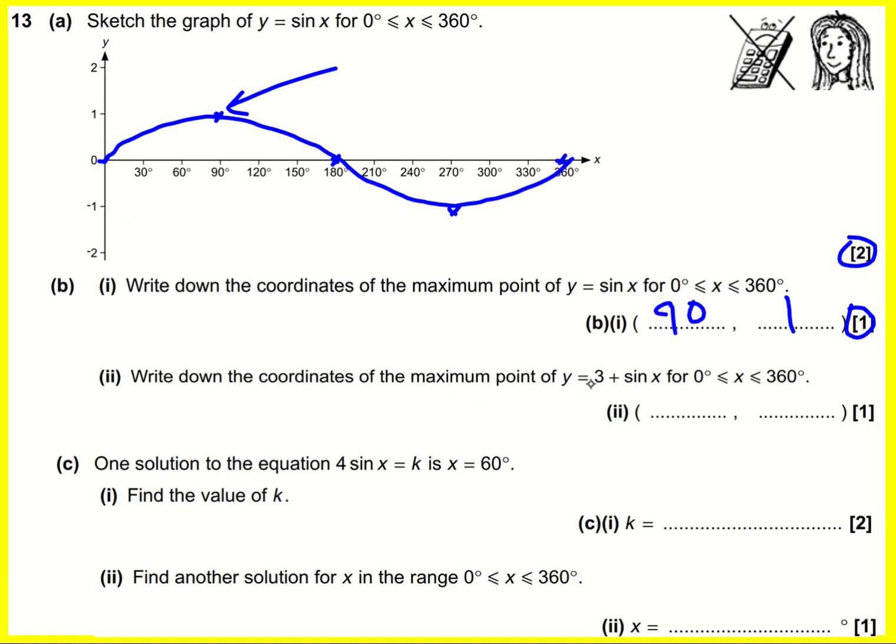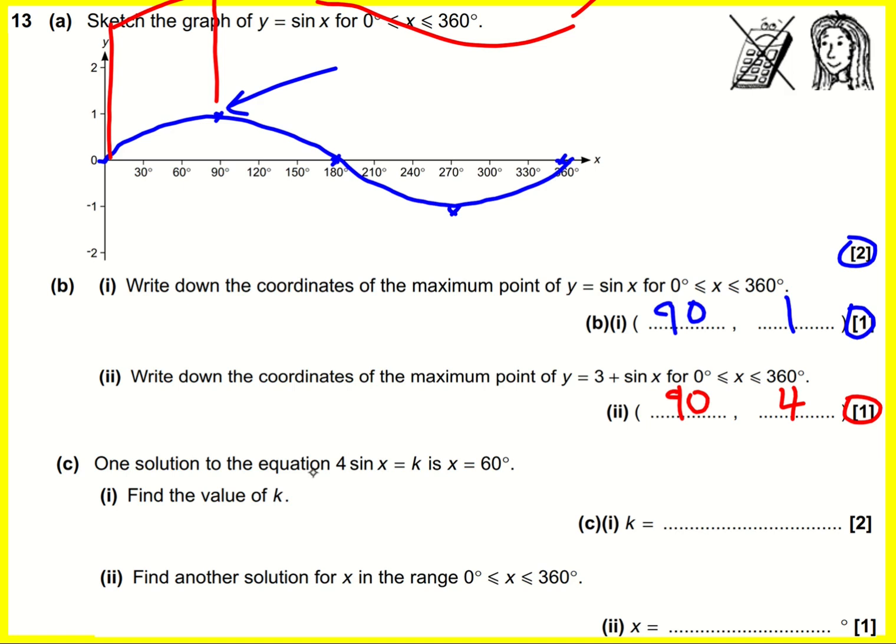Write down the coordinates of the maximum point of y equals 3 plus sine x. Well, when you add 3 to sine x, all you're doing is adding 3 to every single value. So every value will just jump up by 3. So this will move up to here, this will move sort of off the page, and you'll get some sort of curve like this. And what will happen to the maximum? Well, the maximum will jump up by 3 as well. It will stay in exactly the same place, 90 degrees, but now I will add 3 to it, and it will be at y equals 4. It's quite a tough question, I think, but it's only a 1 marker.